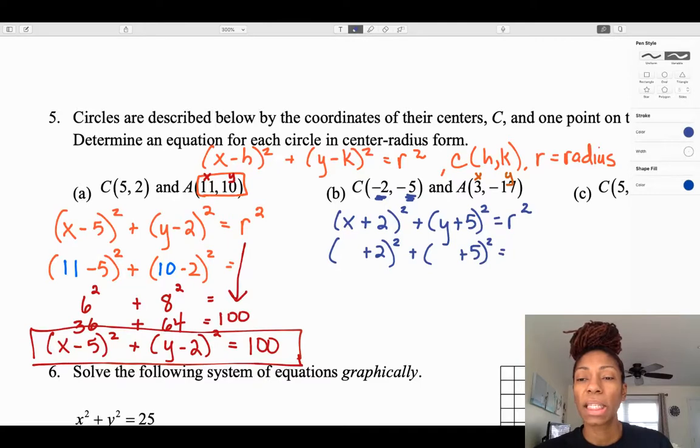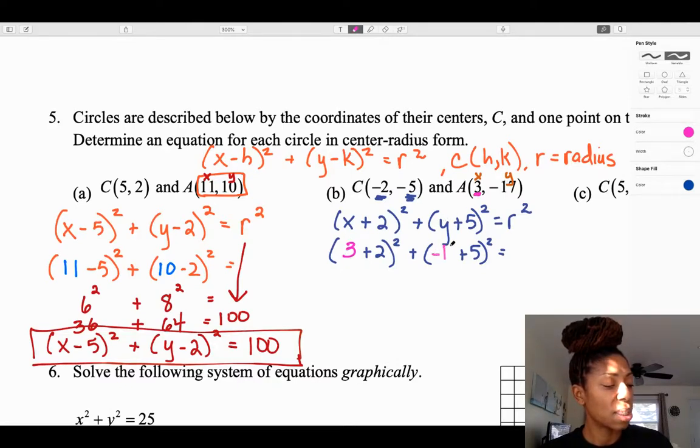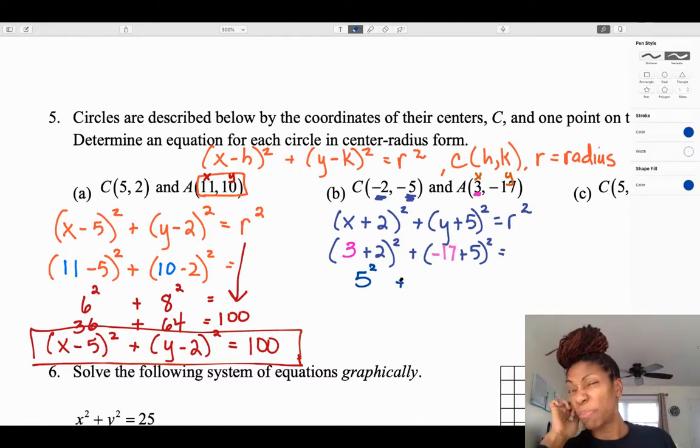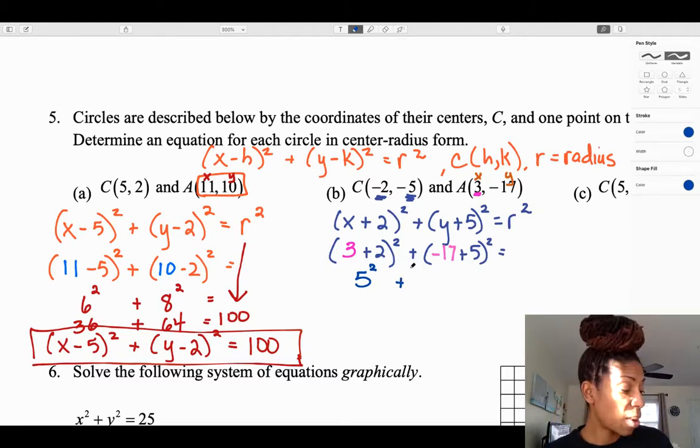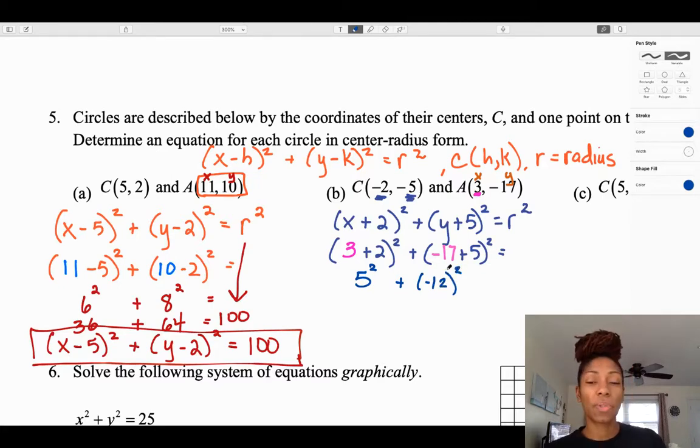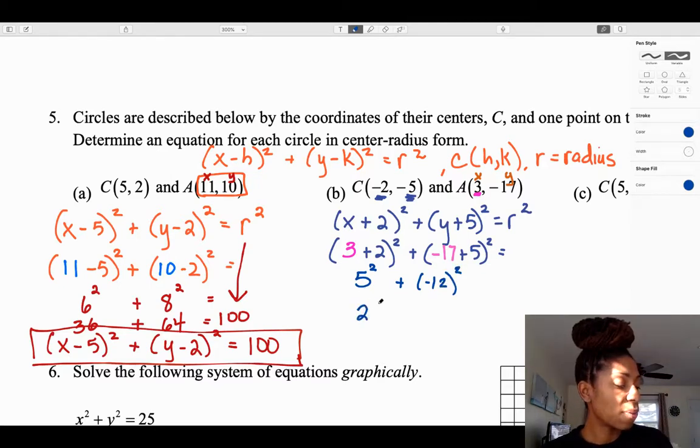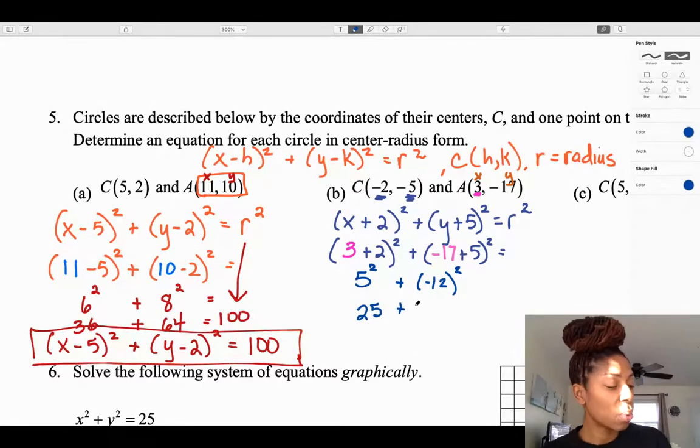So wherever I see x, I'm going to put 3. And wherever I see y, I'm going to put negative 17. So 3 plus 2 is 5. So this is going to be 5 squared. And negative 17 plus 5 is negative 12. Negative 12 squared. 5 squared is 25. And negative 12 squared is 144.